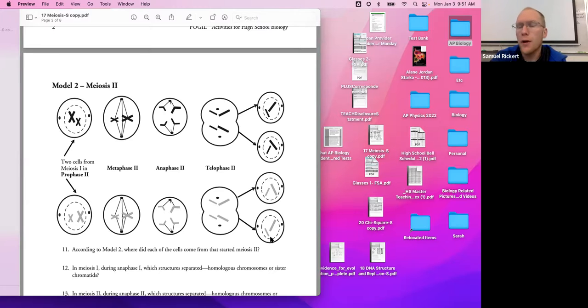And so we end up with a great possibility of millions and millions of possible egg and sperm cells because of crossing over and independent assortment that occurs in prophase 2, metaphase 2, anaphase 2, and telophase 2. That's what I would call a level 3 understanding of meiosis.